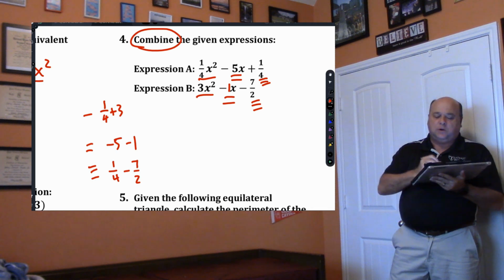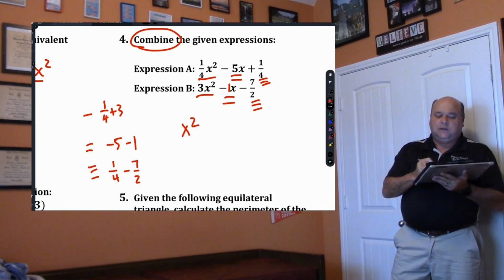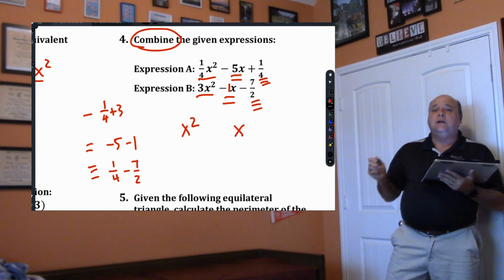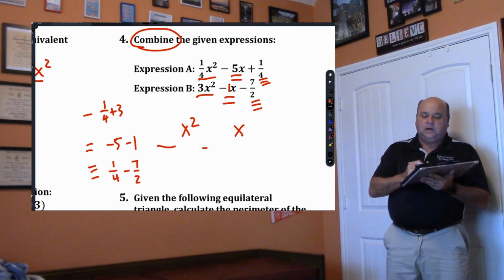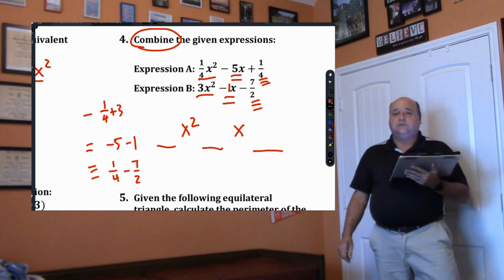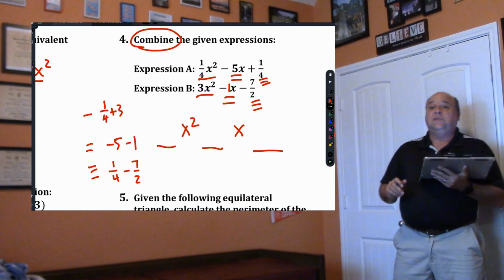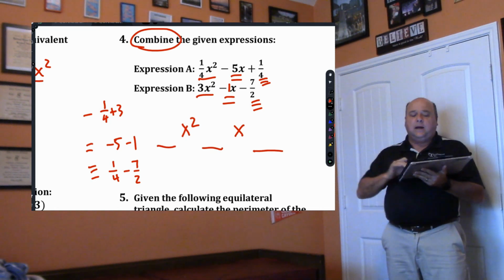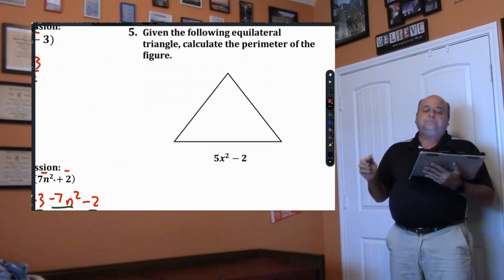The letter and exponent won't change. You're going to have something x squared, something x, and then the number. Okay, so you need to put a number here, here, and here to get that answer. And there are going to be some fractions in the answer. You can do it, though. Just add them up. Number 5.